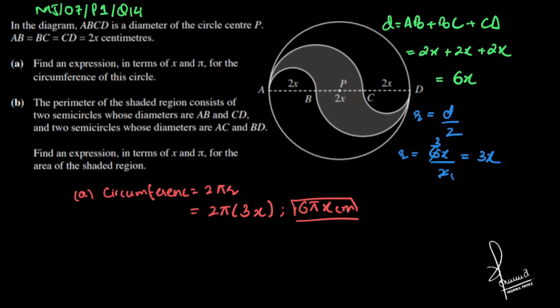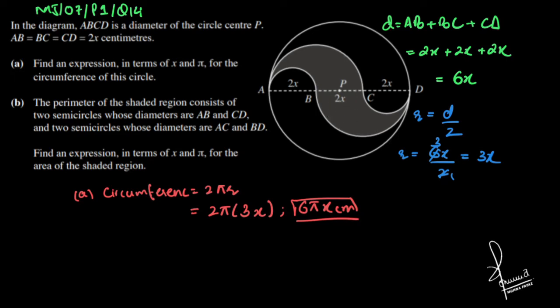The next part says that the shaded region, so this is your shaded region, consists of two semicircles whose diameters are AB. So this is a semicircle, and its diameter is AB, and you have another semicircle which is CD, and the diameter for this is CD which is the same 2x. And two semicircles whose diameters are AC. So AC, this is a semicircle, and BD, this is a semicircle.